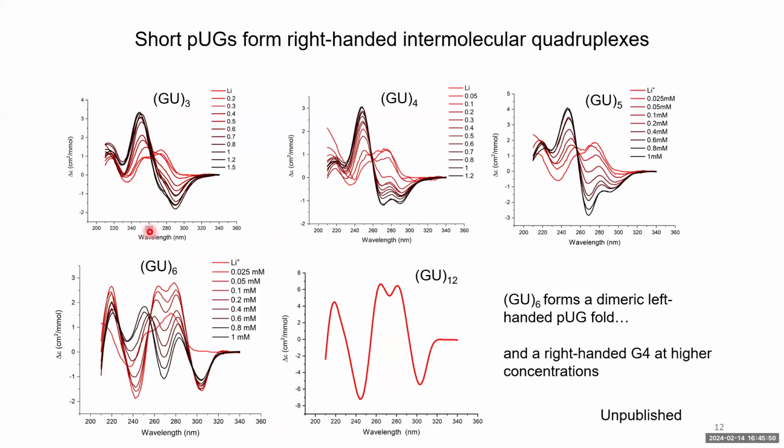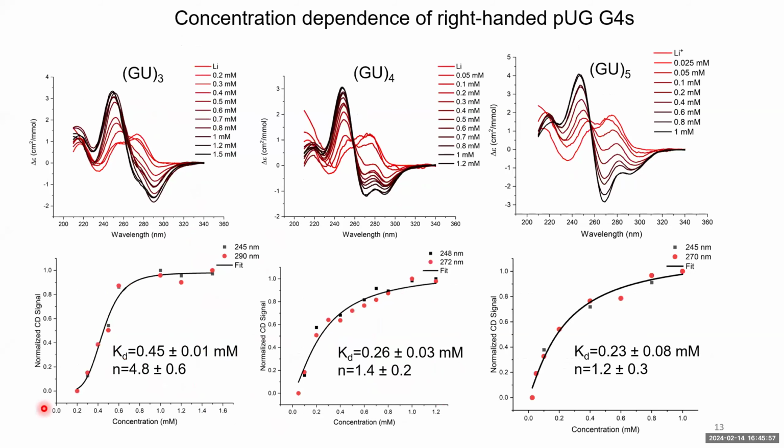We were then able to show that at higher concentration, GU6 is also able to form this new right-handed structure. We then looked at the concentration dependence of the right-handed G4s and see that as you increase the length of the RNA from 3 to 4 and 5 repeats, you see an increase in the binding self-affinity of the RNA to themselves, showing increased stability as you increase the length of these short PUG repeats.